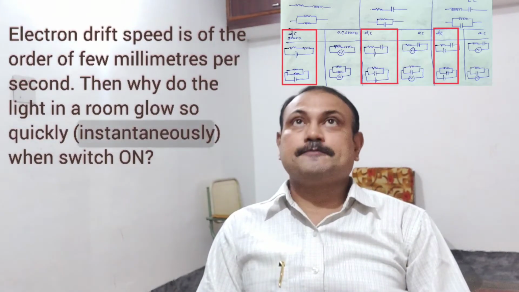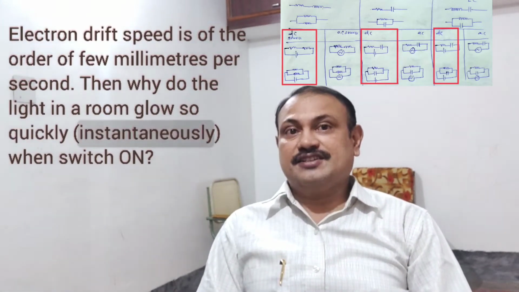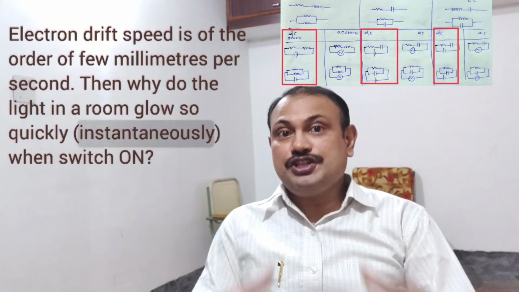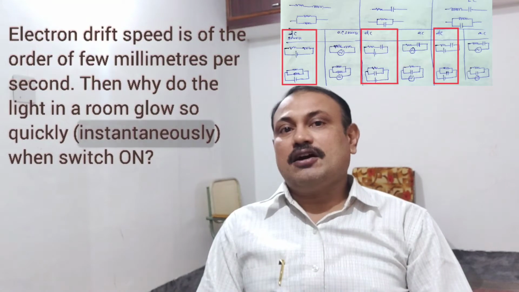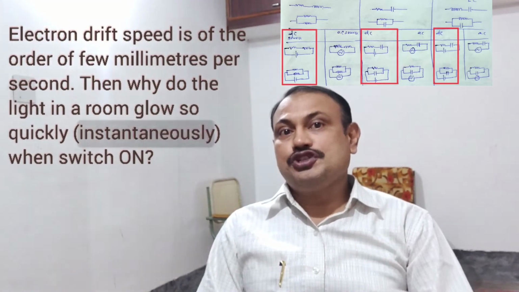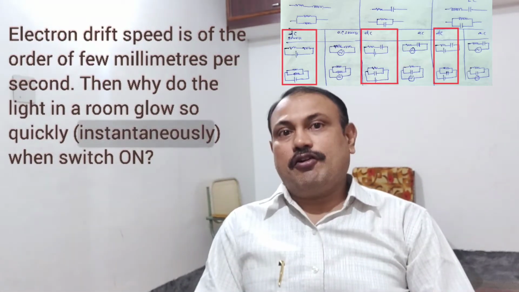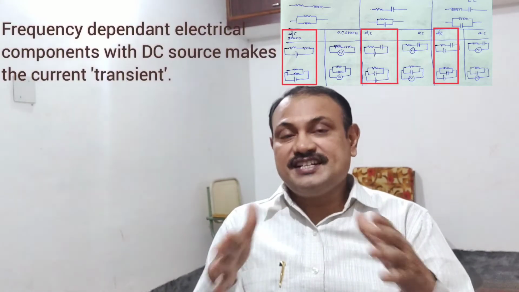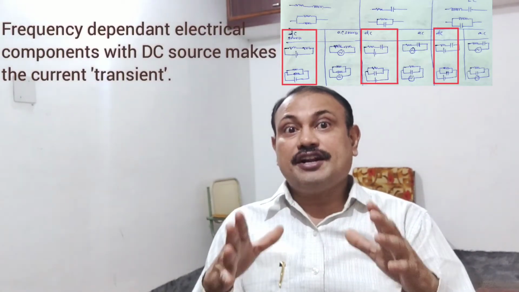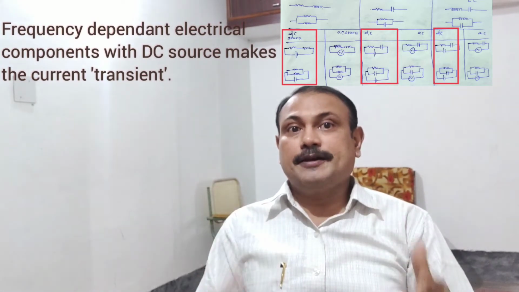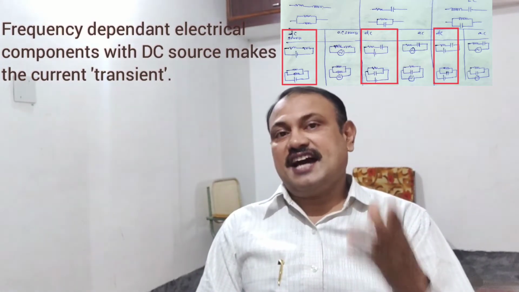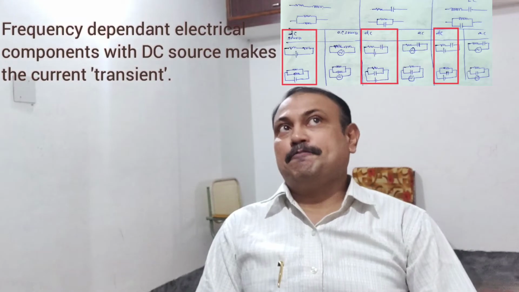a DC source, the process is not instantaneous, in the sense that a considerable period of time is taken for growth and decay of the current during switching on and switching off. Such a current which gradually grows and decays during switching on and off is called transient current, and phenomena of such kind are called transient phenomena.